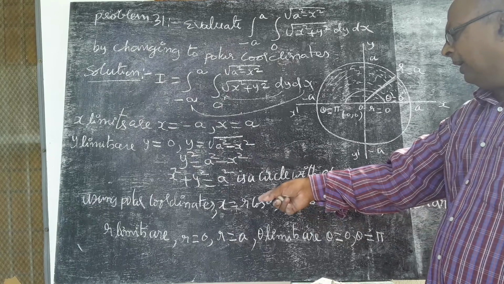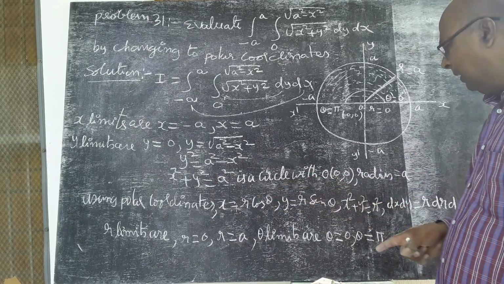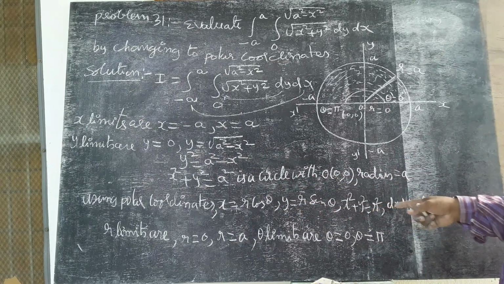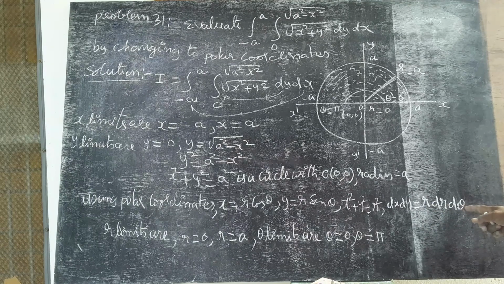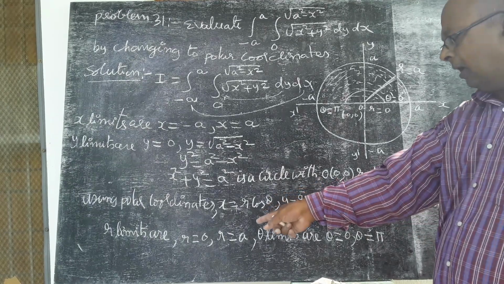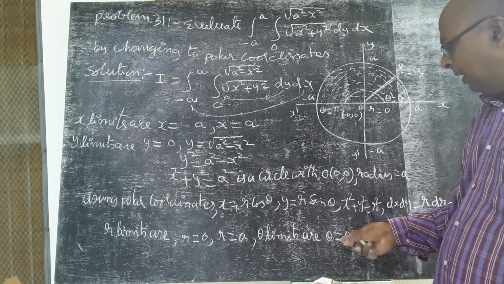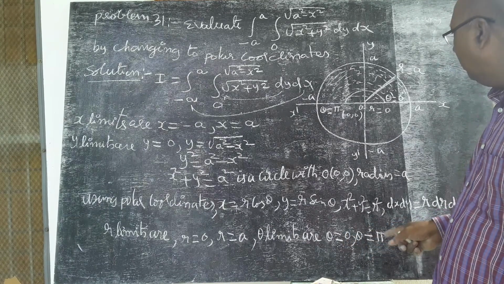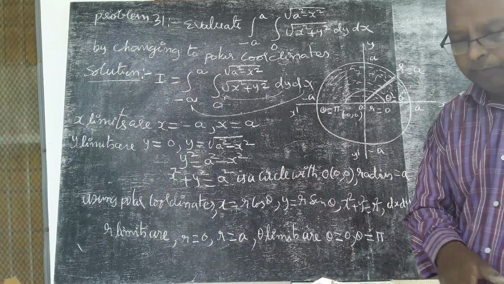Using polar coordinates, x is equal to r cos theta, y is equal to r sin theta, x square plus y square is equal to r square, dx dy is equal to r dr d theta. R limits are r is equal to 0, r is equal to a. Theta limits are theta is equal to 0, theta is equal to pi. Note down.